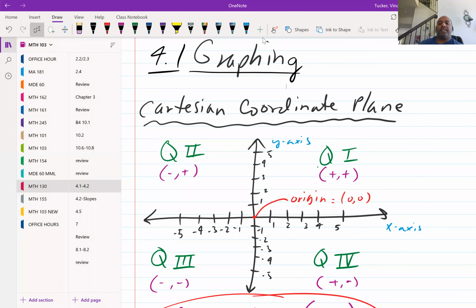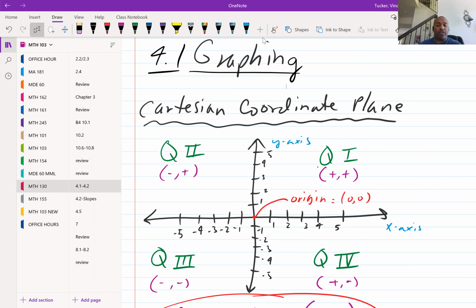It's made up of two axes: your x-axis, which is your horizontal axis, and your y-axis, which is your vertical axis. Where they intersect is your origin, and the coordinates of your origin are 0, 0. They're split up into four quadrants going counterclockwise: quadrant 1, 2, 3, and 4. To get into quadrant 1, you have to make two positive moves. Quadrant 2, negative then positive. Quadrant 3, two negative moves. Quadrant 4, positive and negative.